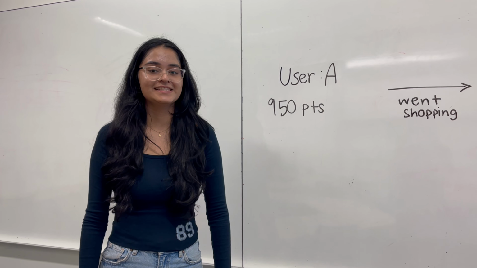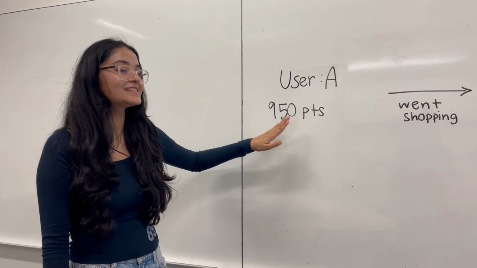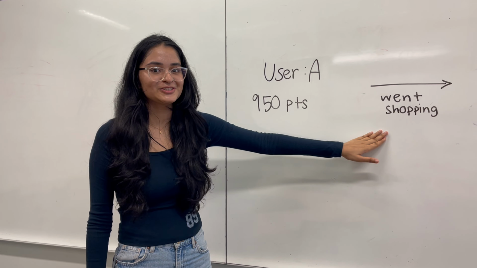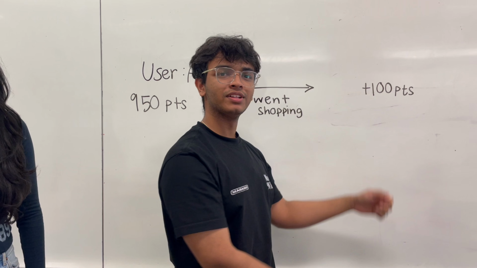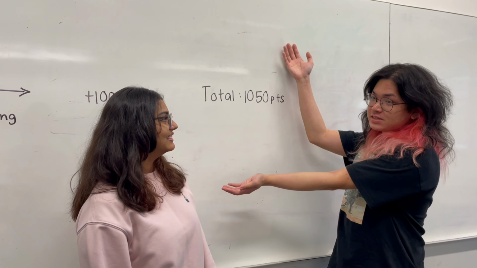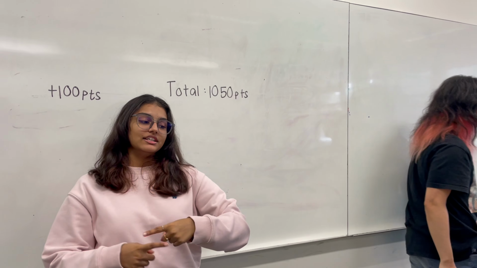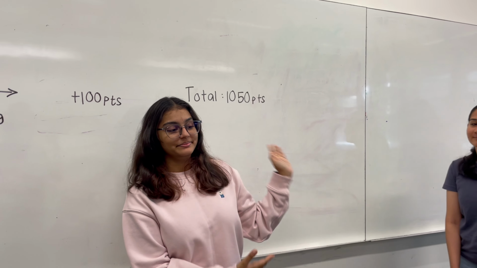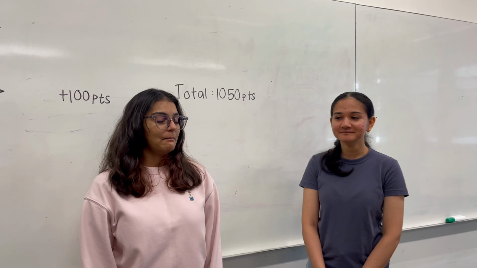Okay, let us test out the system. We have user A who has 950 points. She goes shopping. Processing purchase plus 100 points. Total 1050. AVL tree updates. Tier recalculating is now silver. Promotion accepted. Yay!